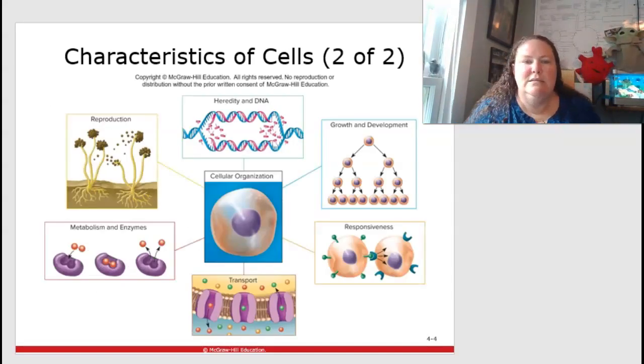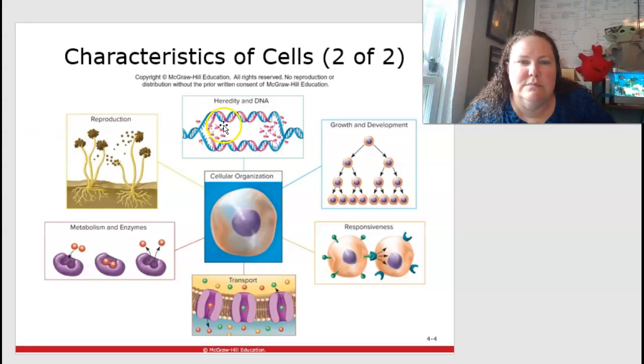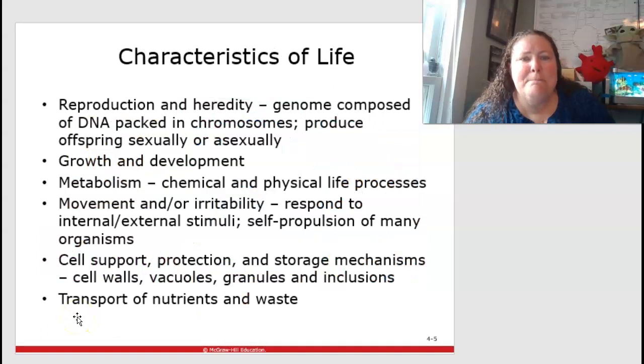So looking at these different pictures, we can see why we need to study this stuff. So we have our genetics, right? And so this is for hereditary and DNA inheritance. We have cellular organization, metabolism, enzymes, reproduction, transport, etc. So a lot of fun things.